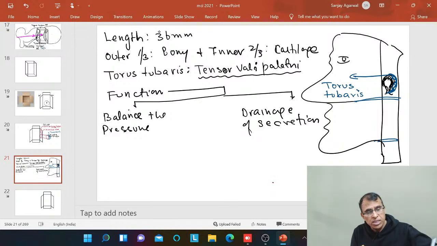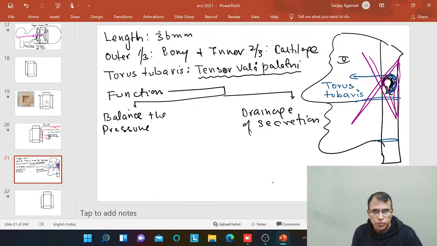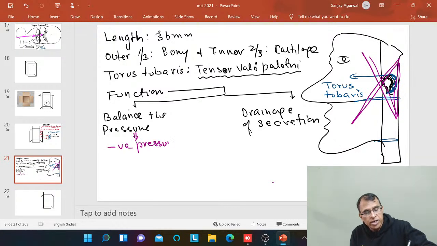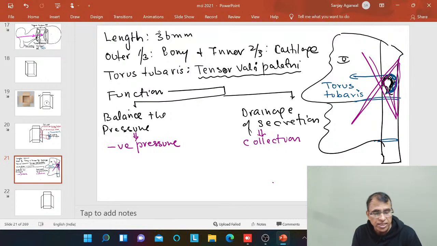But sometimes, due to some disease, the Eustachian tube is closed, blocked for a few days. Because of disease in the nasopharynx, usually either nasopharyngitis or tumor or adenoid, whatever. We'll discuss all that later on when we talk about the pharynx. But if the tube gets blocked, no air can go inside, no secretion can come out, no balancing will happen, no drainage will happen. So if there's no balancing, then there is negative pressure in the middle ear. The air that is already inside is being used up, and air is not going in from outside, so negative pressure will keep building. And the secretion which is forming inside is not coming out, so there is a collection. So these are the two things that happen: negative pressure in the middle ear and collection of secretions in the middle ear.